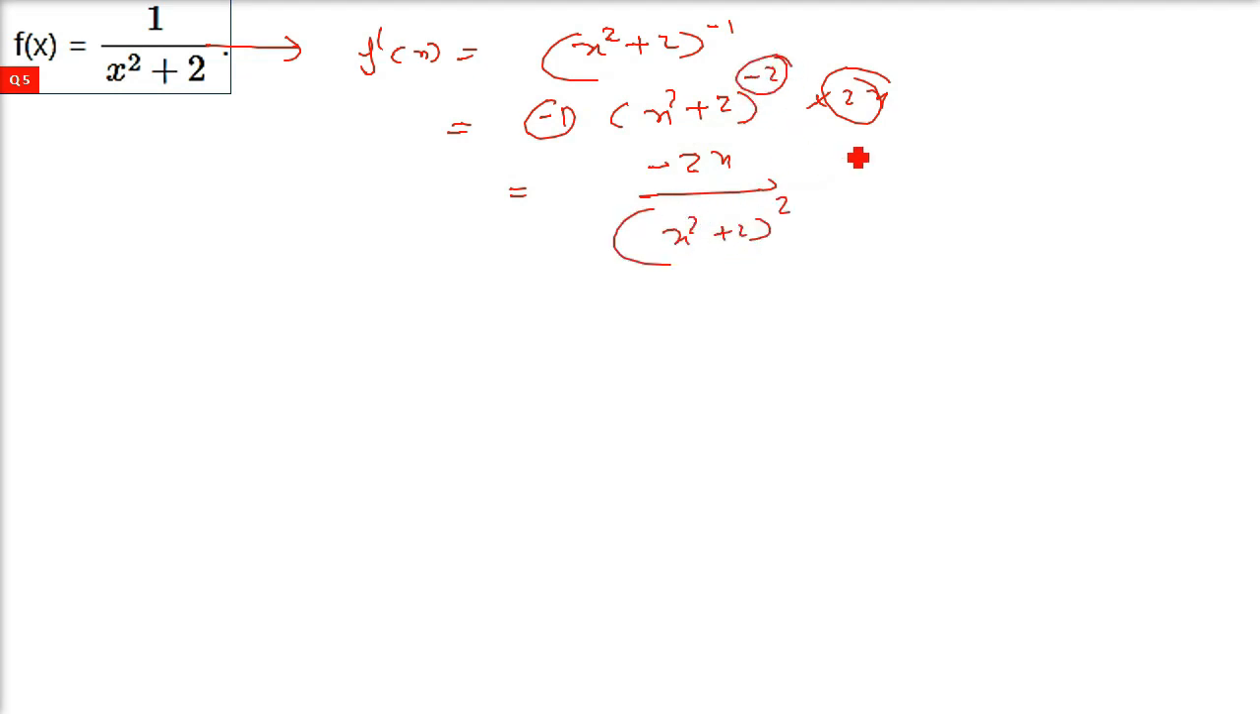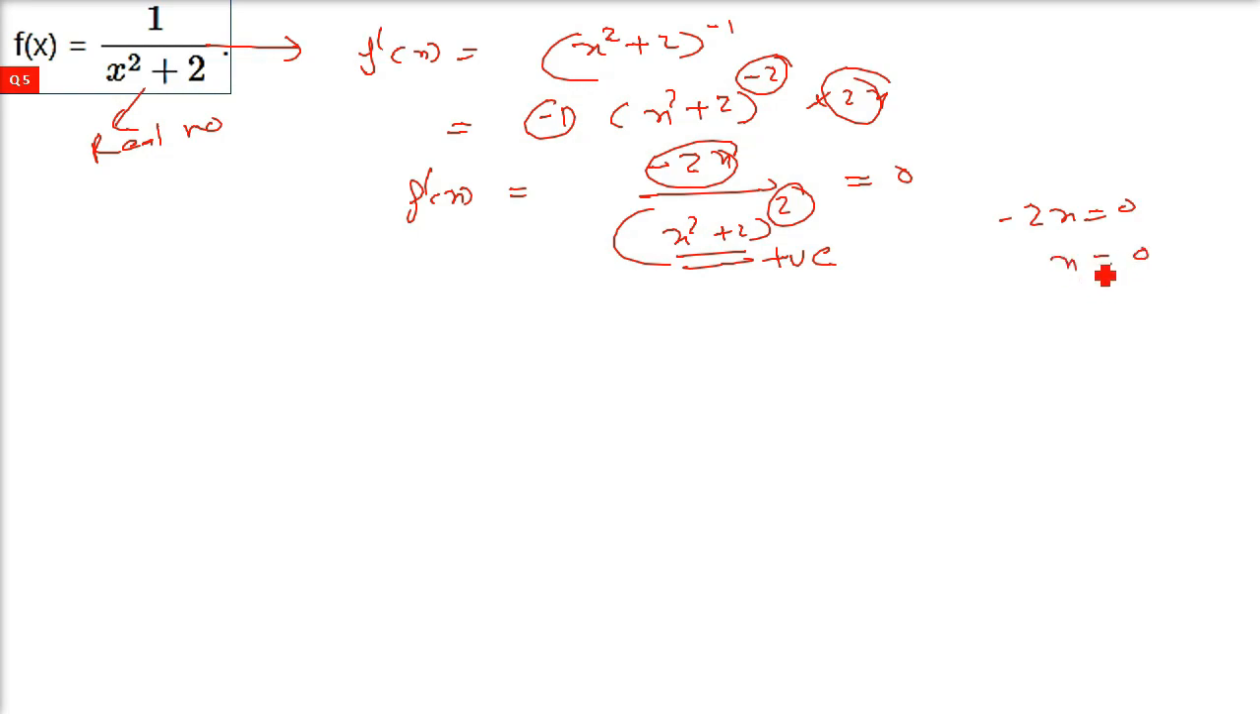Okay. So now this whole has a very catchy explanation. x squared plus 2 whole square, you already know, can never be negative because it is a square. Any variable to an even power will always be positive, whatever be the case. So minus 2x is 0 because the denominator cannot be 0. So it means x equals 0. So x equals 0 is the only critical point we are getting here. x square plus 2 we are not worried about. Minus 2x equals 0. So x is equal to 0.